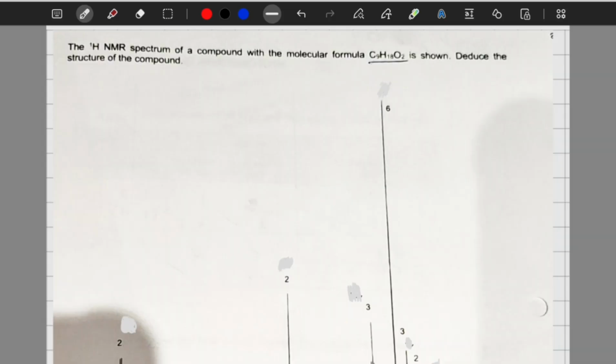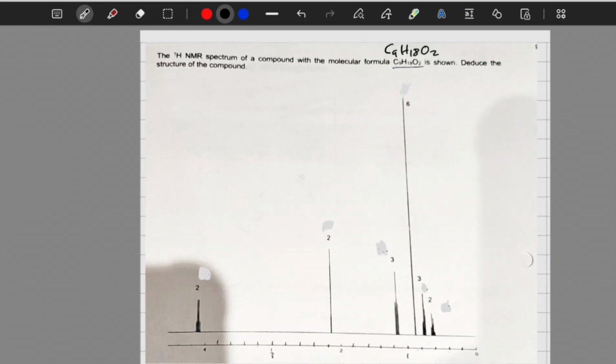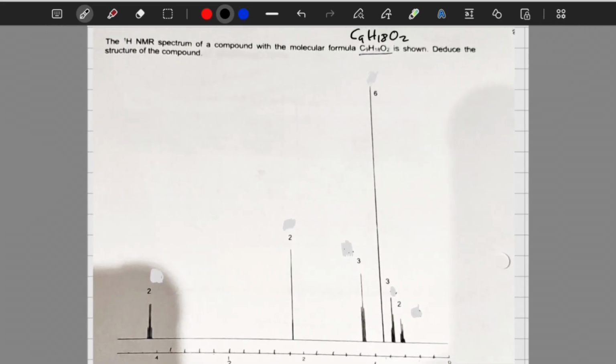Okay, next question, guys. So the proton NMR spectrum of a compound with the molecular formula C9H18O2 is shown. Deduce the structure of the compound. Okay. So if you can't see that, it's C9H18O2, and then this is our graph over here. If you can see it clearly, I want you guys to try this question out, and I'm going to go through it now, so you can pause the video.